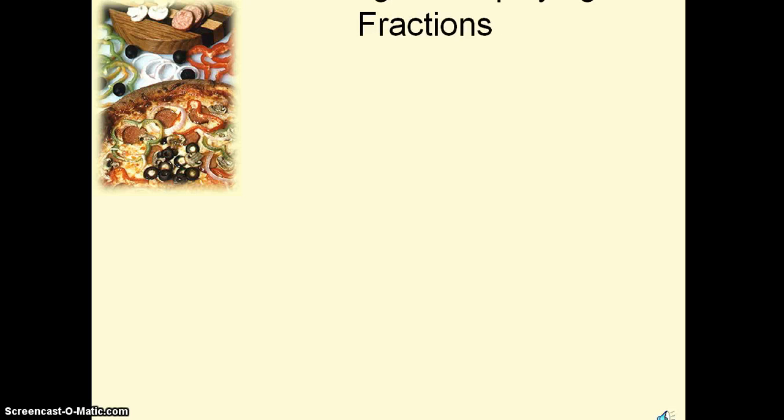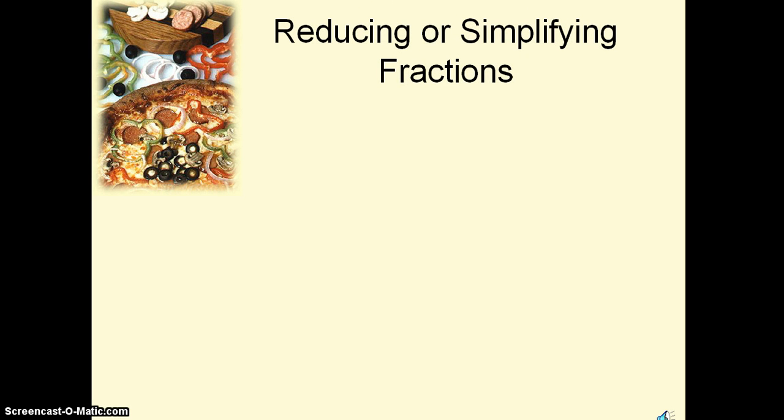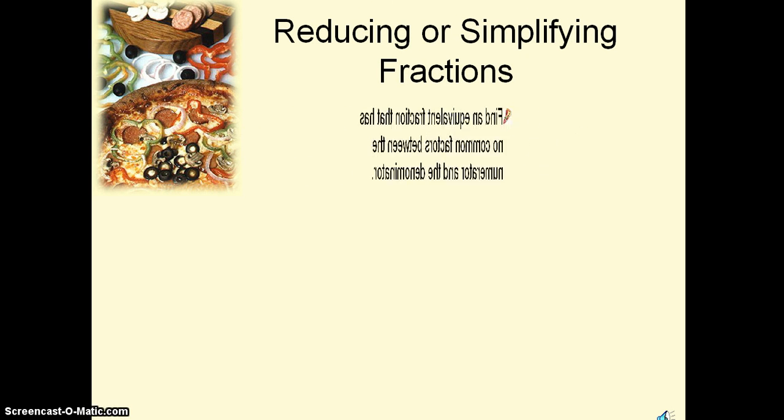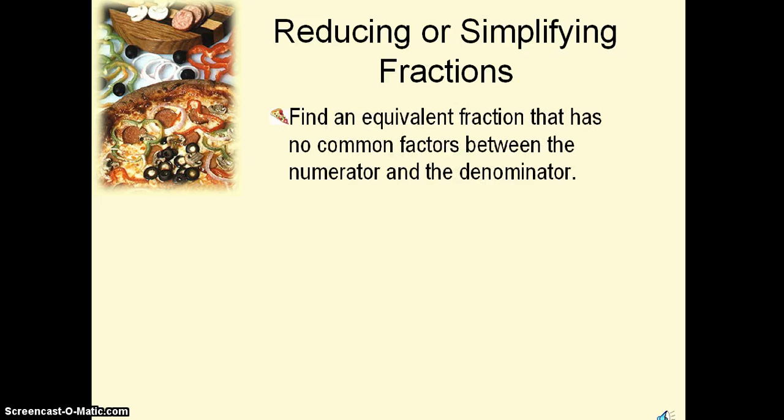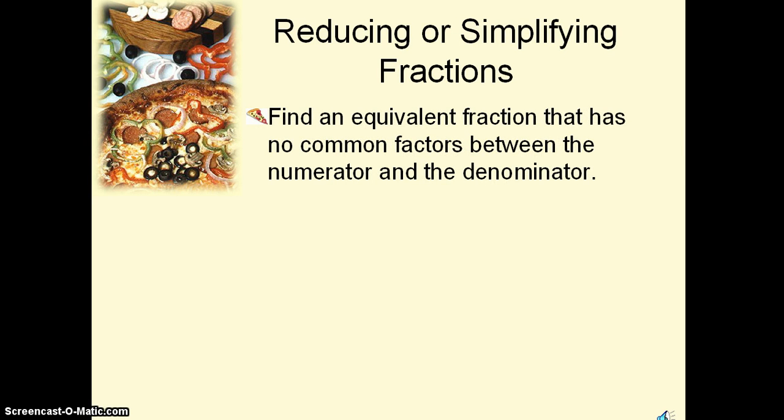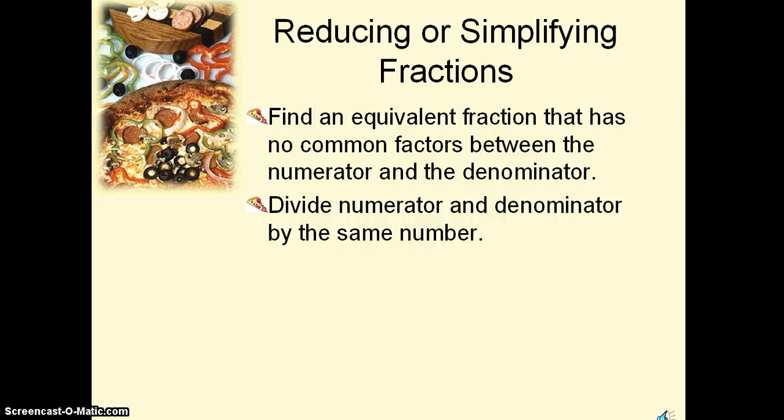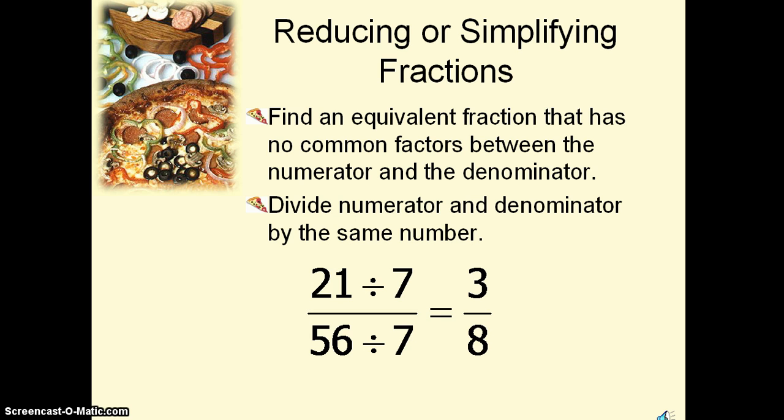Okay, next problem. Reducing or simplifying fractions. To find an equivalent fraction that has no common factors between the numerator or the denominator. That's what reducing or simplifying a fraction is. You divide the numerator and the denominator by the same number. 21 over 56. If I divide both by 7 over 7, I get 3/8. 3/8 would be the simplest form for this fraction.